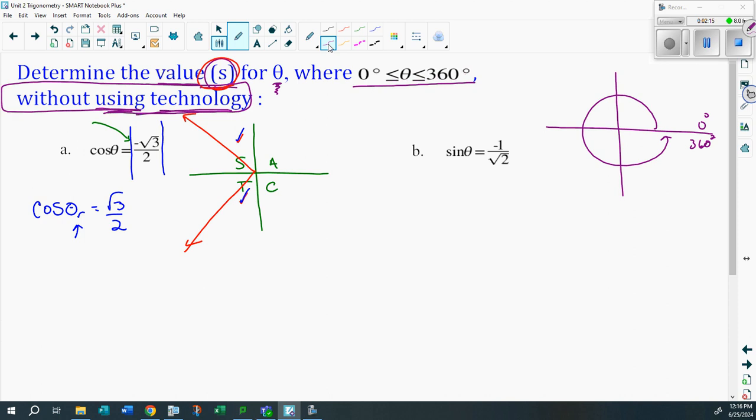Okay, so root 3 over 2 is a special triangle. Look at that. There's the 60, there's the 30, there's the 90. 1, 2, root 3. And remember, cosine is adjacent over hypotenuse. Well, there's your hypotenuse right there. Of course, your adjacent has got to be, oh, guess what? Your theta reference, your reference angle is 30 degrees.